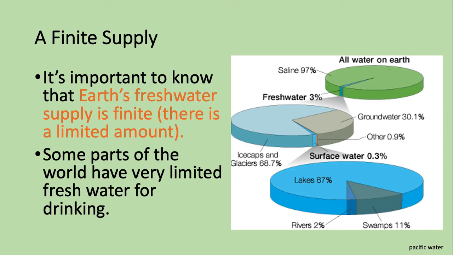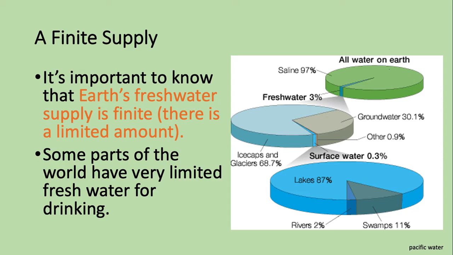It's important to know that Earth's freshwater supply is finite, and that means there's a limited amount. So it's like the opposite of infinite. It's finite. There's a limited amount. And some parts of the world have a very limited freshwater drinking resource.